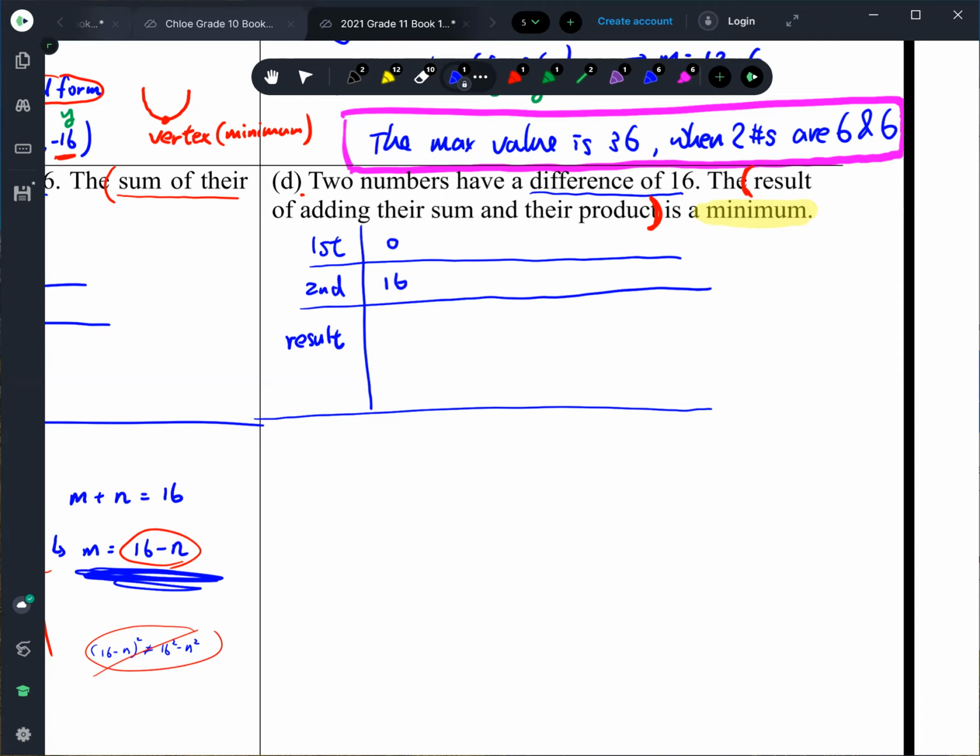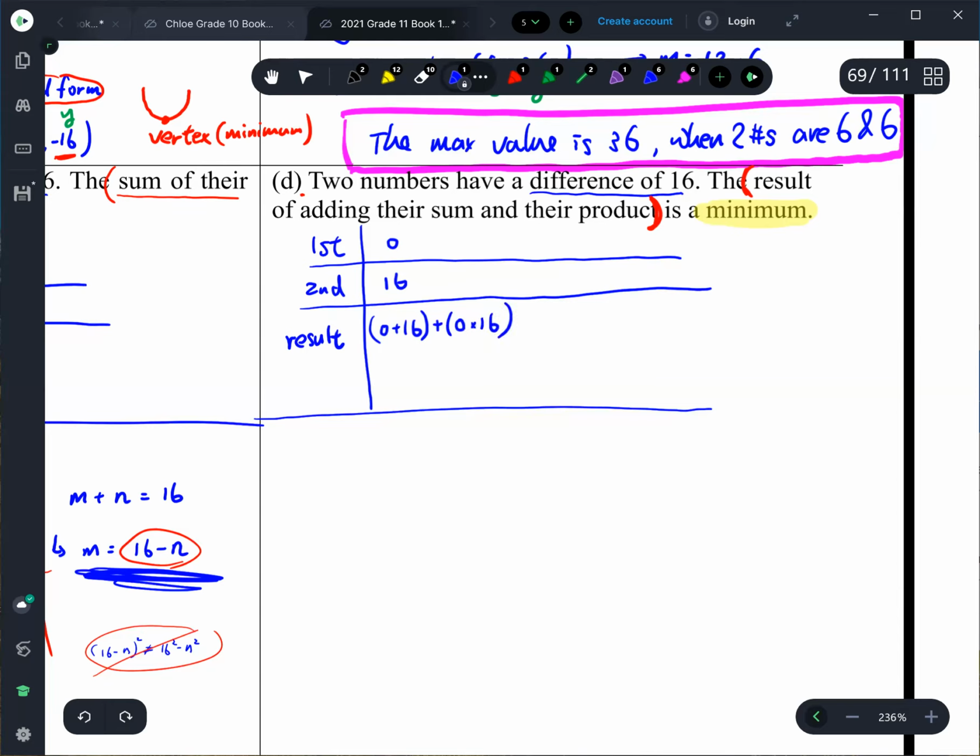Yeah, Wilson? Basically, you do 0 plus 16, and then bracket, and then plus bracket 0 times 16. Very good. Okay, 0 times 16. So you add it, right? Add them, it's called a sum. Multiply it, together is the product. Is it 16 at the end? Yeah, it's equal to 16. So the result will be 16.